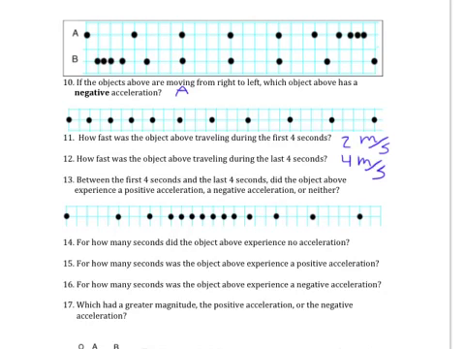Now, between the first 4 and the last 4, did the object experience a positive acceleration or a negative acceleration or neither? Well, here's what happened. It was going at 2 meters per second in a positive direction. Then it sped up to go 4 meters per second in a positive direction. So since it sped up in a positive direction, got faster in the positive direction, that would be a positive acceleration.